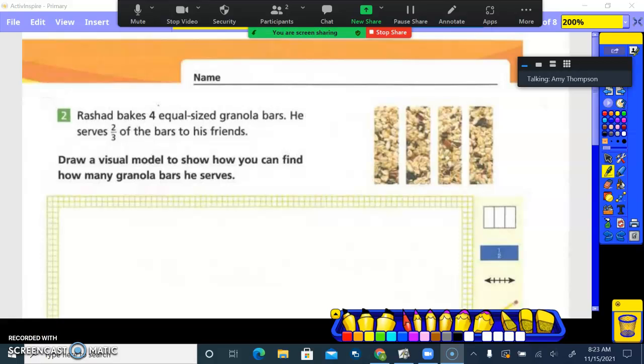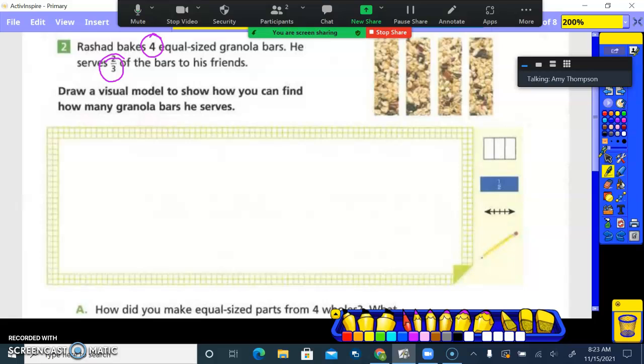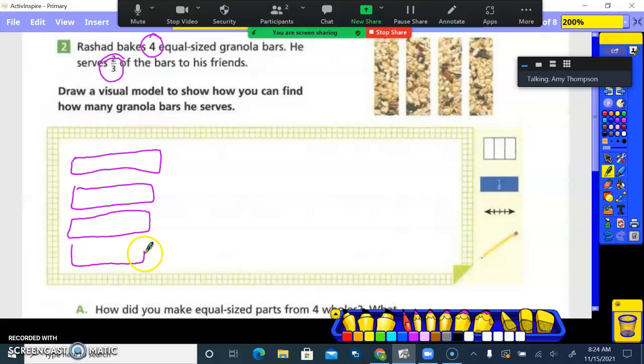Rashad bakes 4 equal-sized granola bars. He serves 2/3 of the bars to his friends. Draw a visual model to show how you can find how many granola bars he serves. So he has 4 equal-sized. He serves 2/3 to his friends. Okay. So how many granola bars does he have, guys? 4, right? So we're going to draw 4 congruent granola bars, or try our best. Okay, how many pieces do I need to break each one of those bars into? 3, right? How many of each of those 3 pieces do I color in? 2, right?